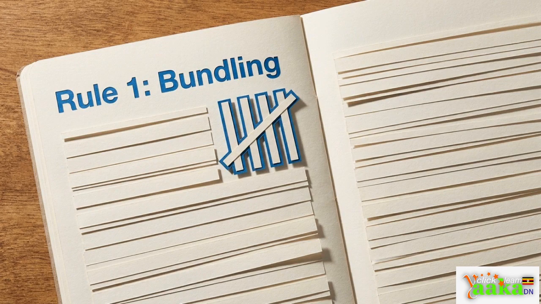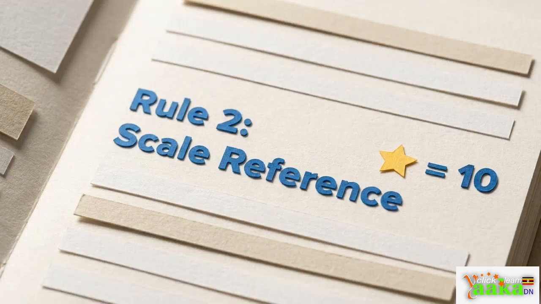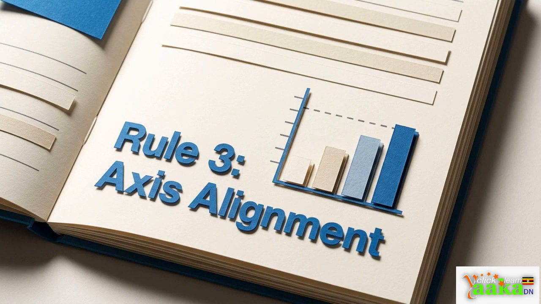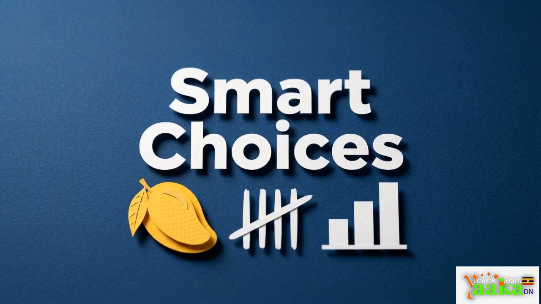Remember, when using tallies, slash diagonally on the 5th mark. When reading pictographs, always check the key first. And for bar graphs, trace the top edge straight across to the vertical axes. Data handling organizes information so we can make smart choices every day.